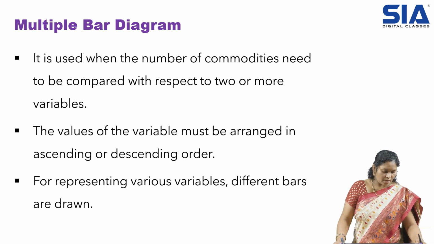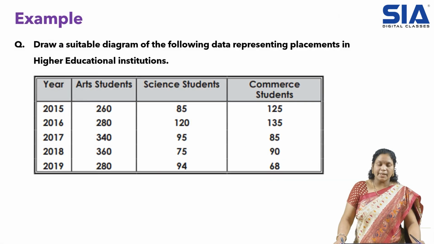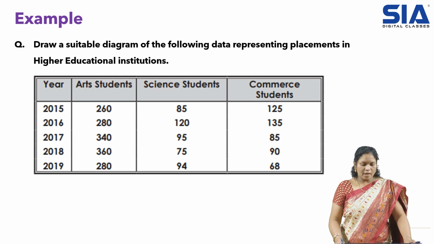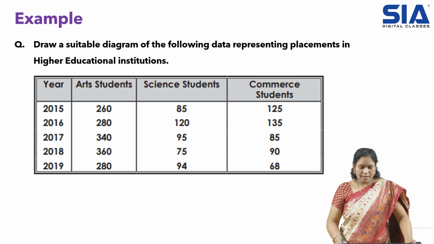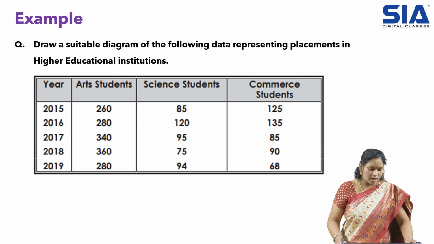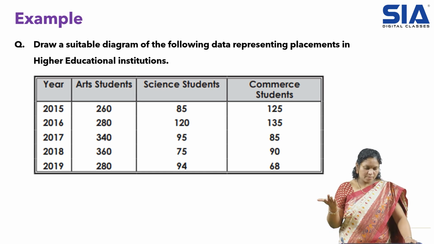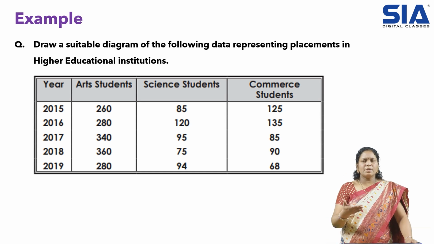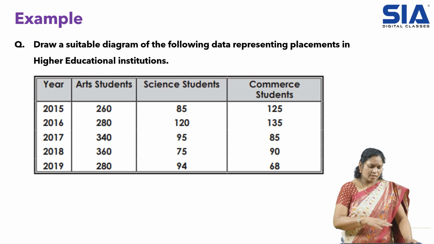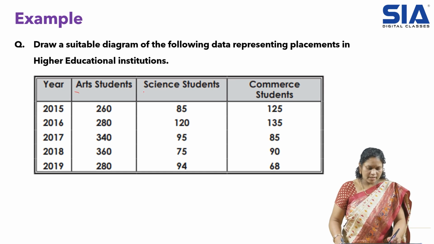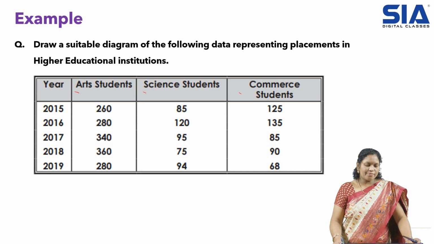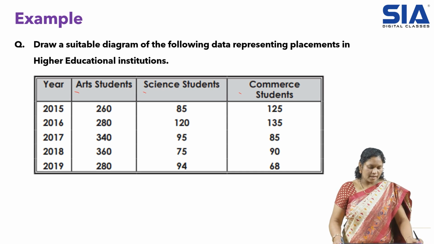Now let us check how that goes with an example. Draw a suitable diagram for the following data, representing placements in higher educational institutions. They have some students who got placements in higher educational institutions. They have done some degree and want to join for MBA, MCA, like that. Here they have given arts students, science students and commerce students, who have joined at some PG level. So that data they have given here.